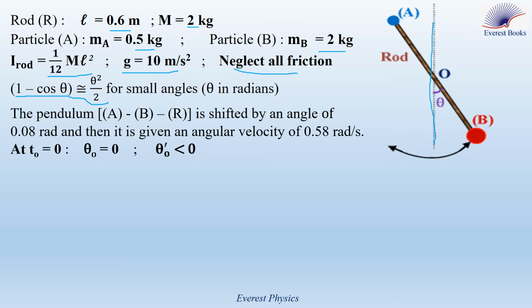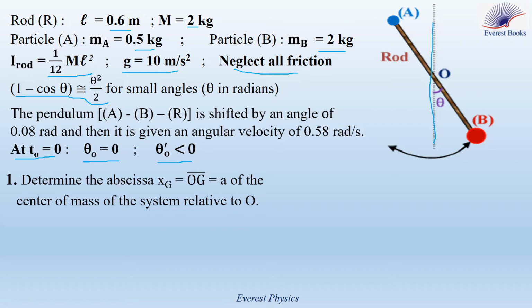Now let's move to the initial conditions. At t0 equals 0, the initial angular abscissa is 0 and the initial angular velocity is negative. The maximum angle described by the pendulum is less than 10 degrees. Let's move to question 1.